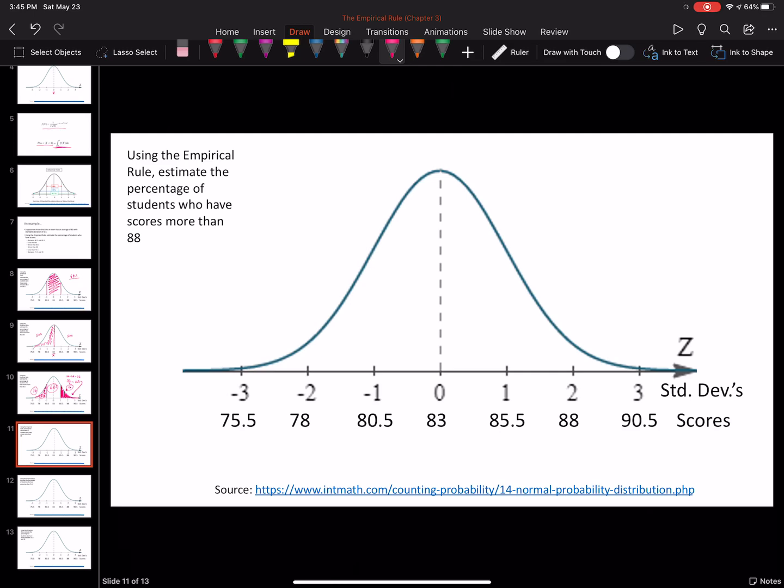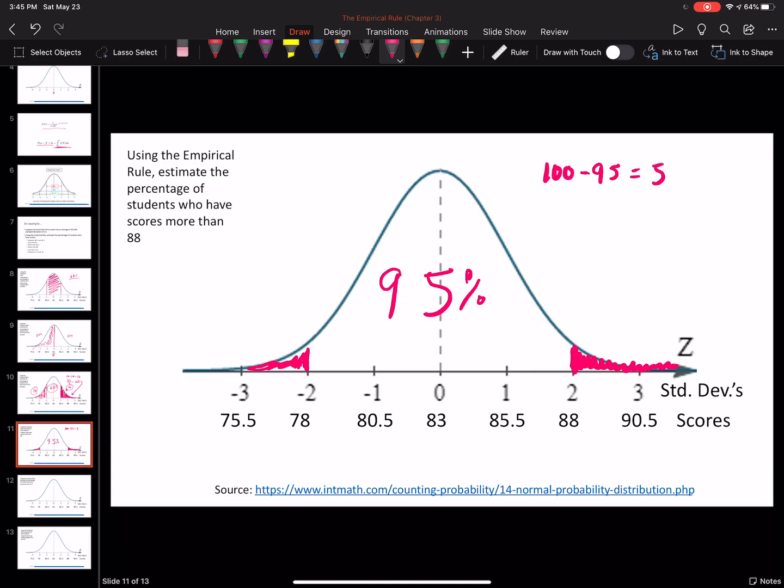It says to use the empirical rule to estimate the percentage of students who have scores that are more than 88. That would be in this region here. We want all of this shaded in. This is going to be worked exactly like we did the last problem. The only thing is we are not, repeat not, going to be using 68%, because these are occurring at 2 standard deviations. And 2 standard deviations we know should be 95%. So if we take 100 minus the 95%, that's going to be 5%.